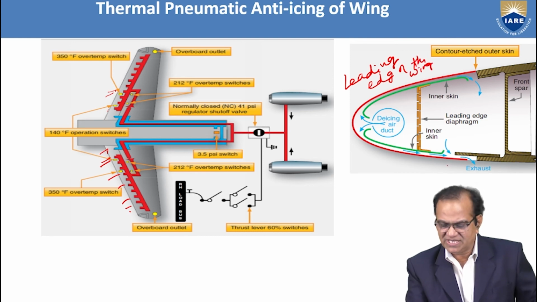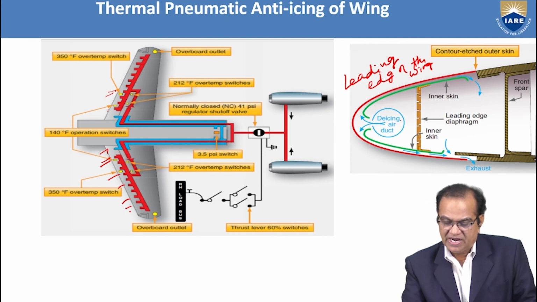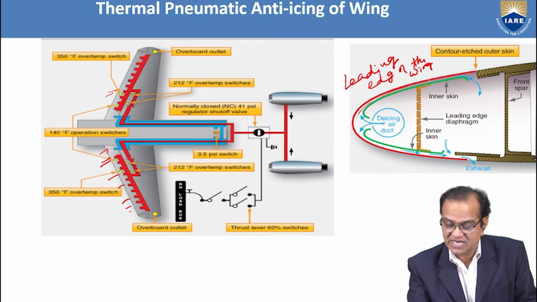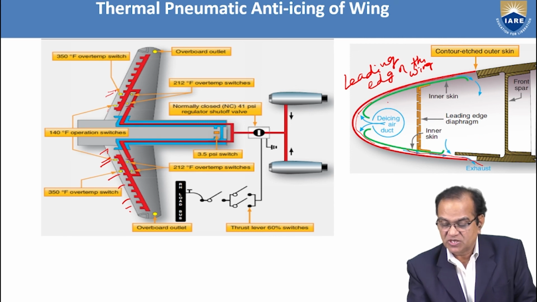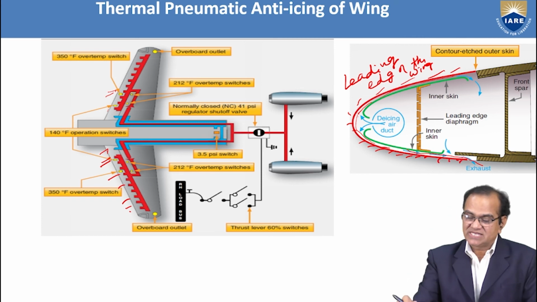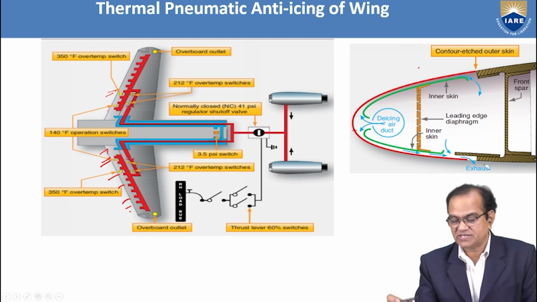So you can see here, the leading edge diaphragm is here, inner skin is here, de-icing air duct. So here air is coming from this engine, hot air, and this hot air is injected here in the leading edge. Just you can see, and it is going from here. Exhaust is taking place. So in this way, air is going, and it is making your external surface hotter, and your ice is removed. So that is the purpose of this removal.